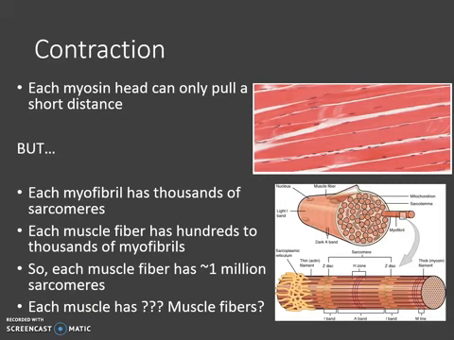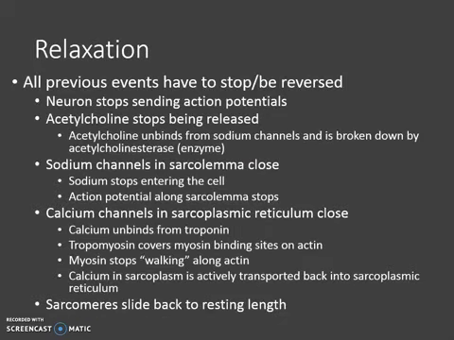Now, after a muscle contracts, that muscle needs to be able to relax. Relaxation involves all of the steps of excitation, excitation-contraction coupling, and contraction. All of those events have to stop and be reversed. So if we go back to the very beginning, the neuron is going to stop sending the stimulus. The acetylcholine is going to stop being released by the neuron. And the acetylcholine that's left in the synaptic cleft gets broken down by an enzyme called acetylcholine esterase.